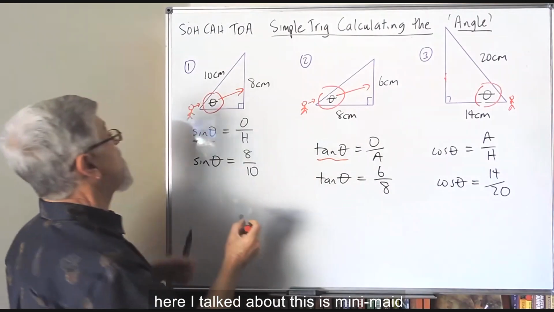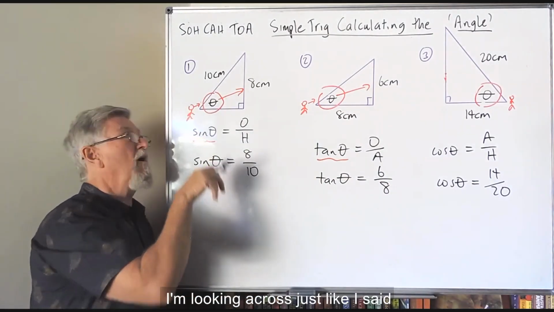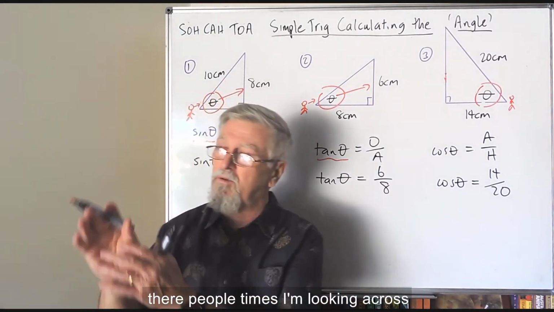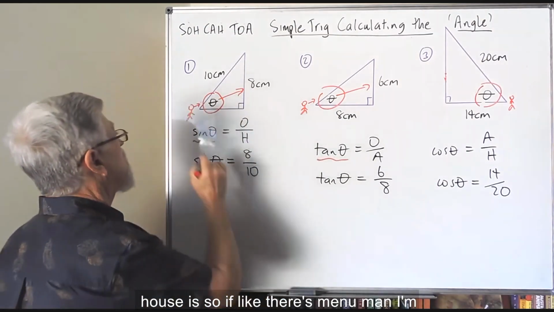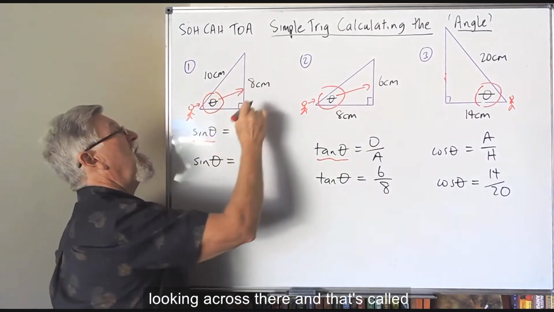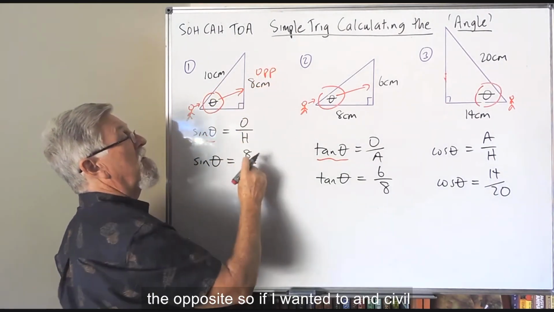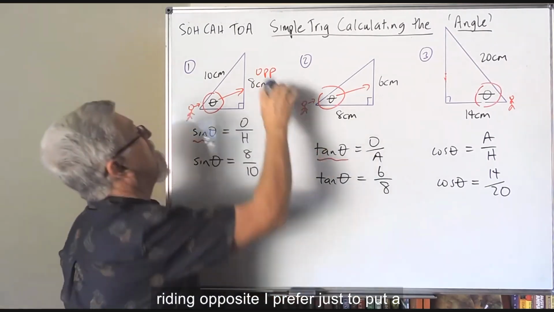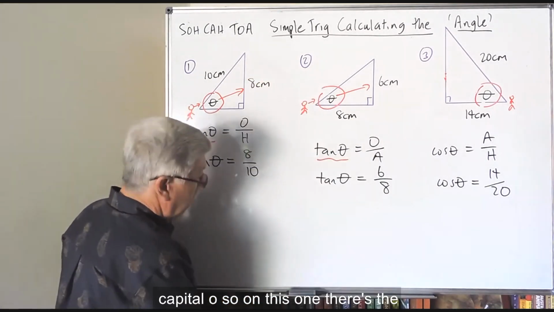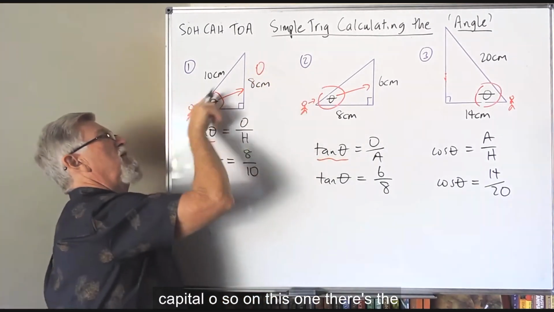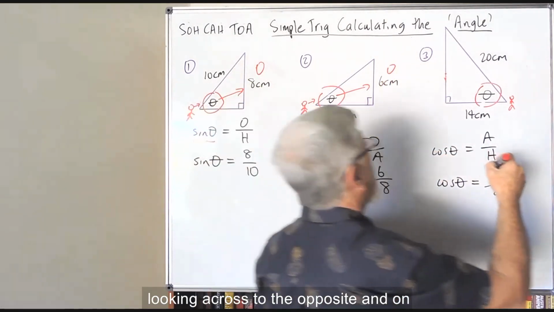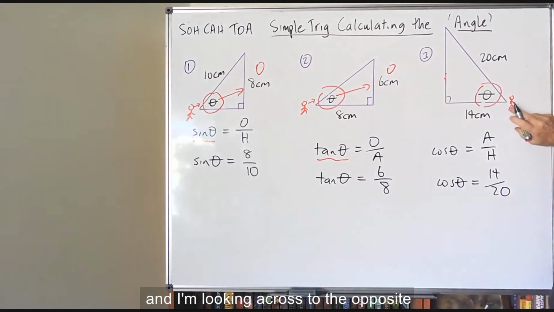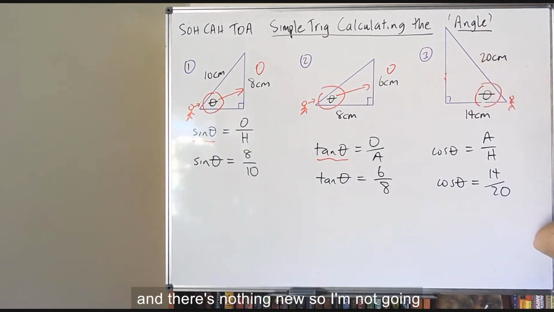Let's go back to this one here. This is mini-me. I'm looking across, like I've said a heap of times, at the people opposite me from where my house is. So there's mini-me and I'm looking across, and that's called the opposite. Instead of writing opposite, I prefer just to put a capital O. On this one, there's the opposite. There's mini-me again, looking across to the opposite. And on this one, there's mini-me again, looking across to the opposite, and there's nothing there, so I'm not going to draw the arrow across there.